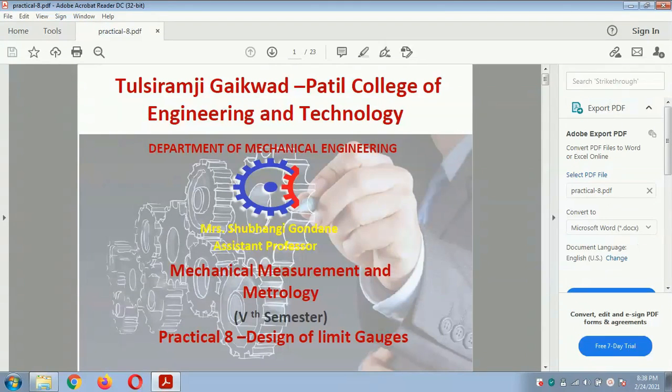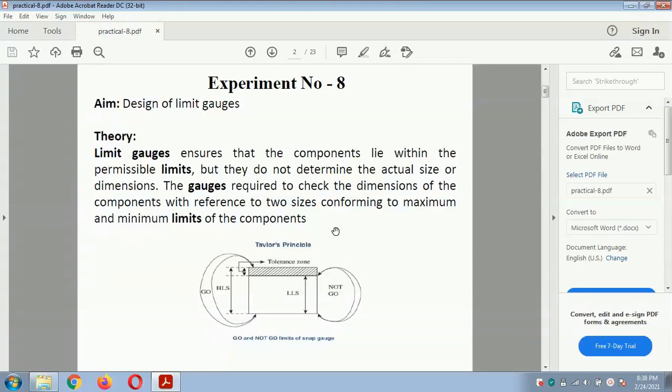Today we do the practical on design of the limit gauges. The theory behind the limit gauges is that they ensure the component lies within the permissible limit and determine the actual size of the dimension. The gauges are required to check the dimension of the component with reference to the two sizes, confirming the maximum and minimum limits. This diagram shows the two types of gauges according to the Taylor principle, that is, go gauge and no go gauge.